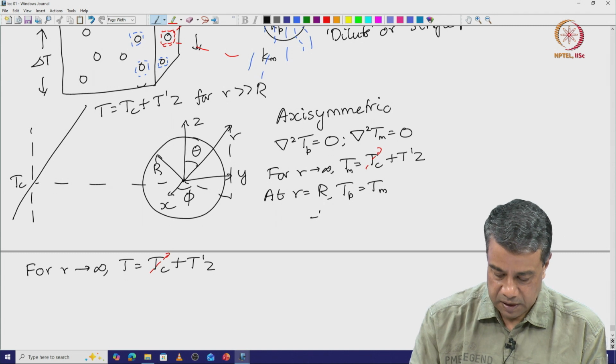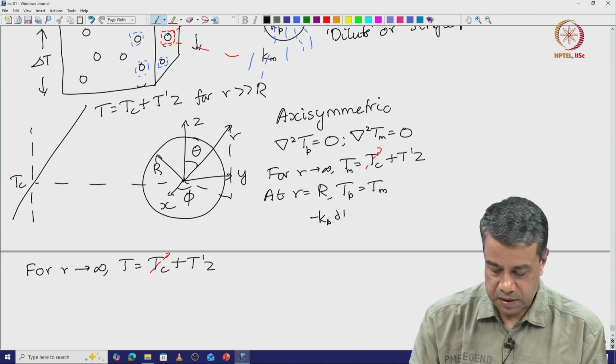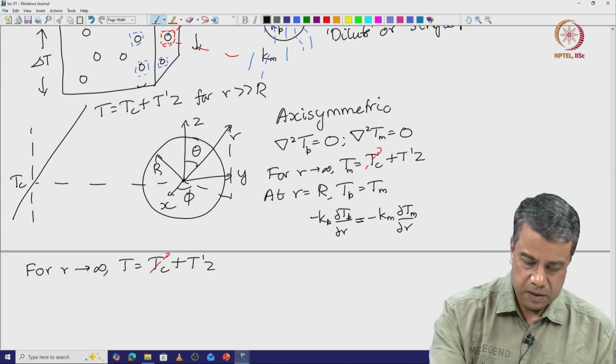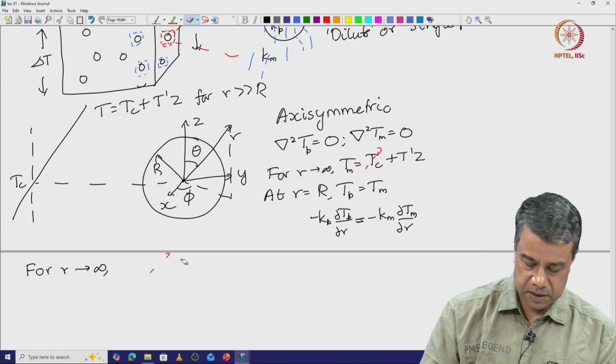So, if I have minus Kp partial Tp by partial R is equal to minus Km partial Tm by partial R. So, those are the equations and the boundary conditions that we have to solve.